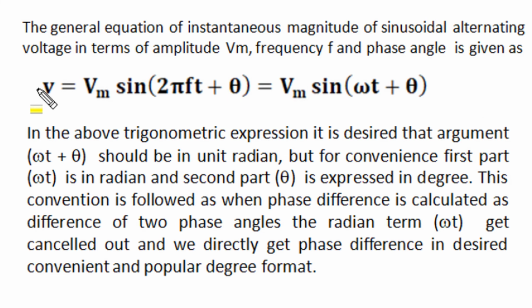The general equation of instantaneous magnitude of a sinusoidal alternating voltage in terms of its amplitude, frequency in Hertz and phase angle theta is Vm sin 2 pi f t plus theta, or Vm sin omega t plus theta.